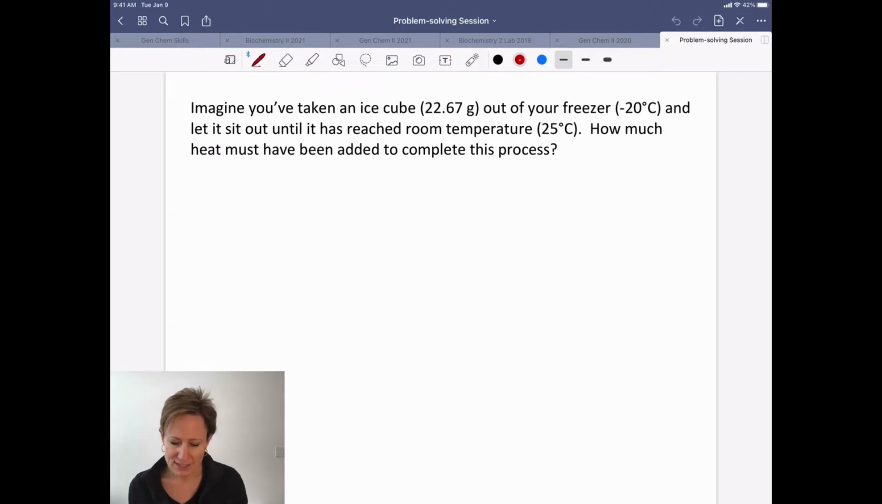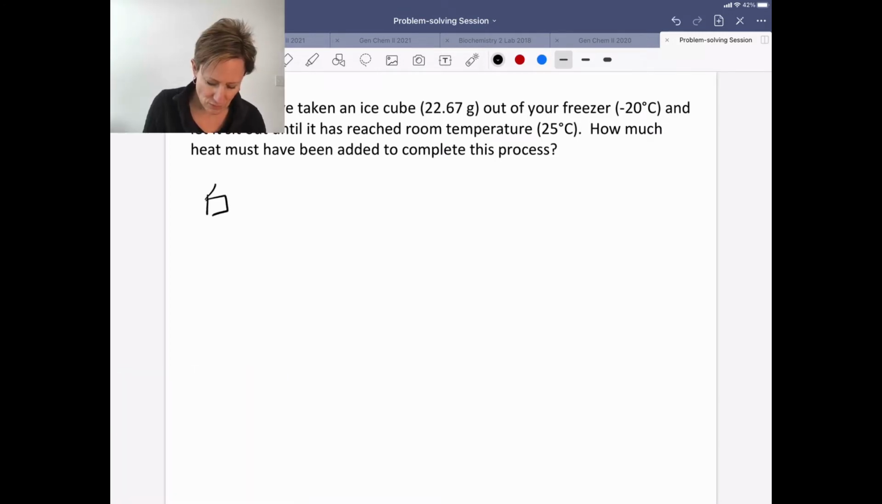Okay, so here's the question. Imagine you've taken an ice cube, and I tell you the mass of the ice cube, out of your freezer, and your freezer is at minus 20 degrees C, and you're going to let it sit out until it's reached room temperature at 25 degrees. So I want to know how much heat must have been added to complete this process. Again, you don't need pictures for things. I often draw pictures because it helps me conceptualize what's going on.